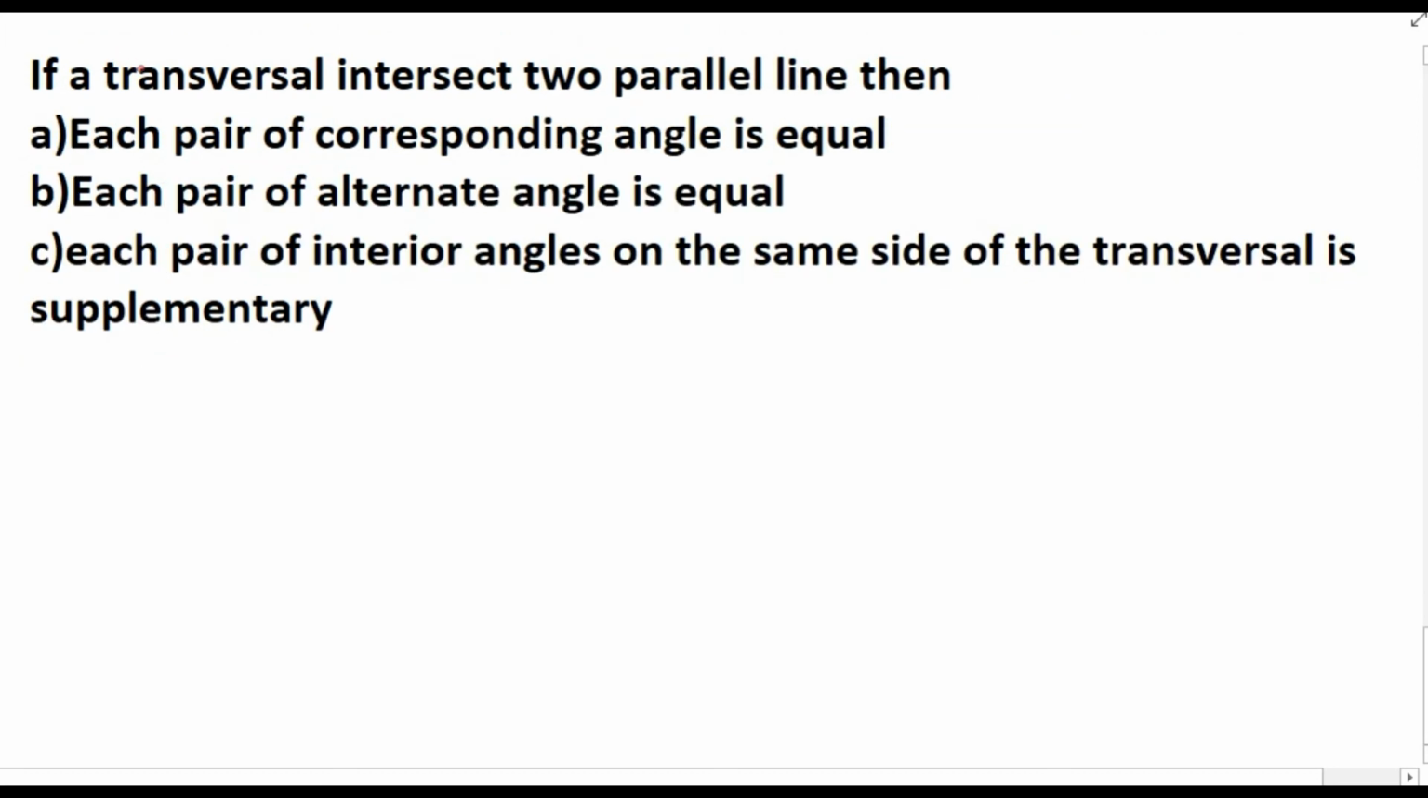So in today's video, we have seen about corresponding angles, alternate angles, co-interior angles, etc. And also we have seen that if a transversal intersects two parallel lines, then each pair of corresponding angles is equal, each pair of alternate angles is equal, as well as each pair of interior angles on the same side of the transversal is supplementary.